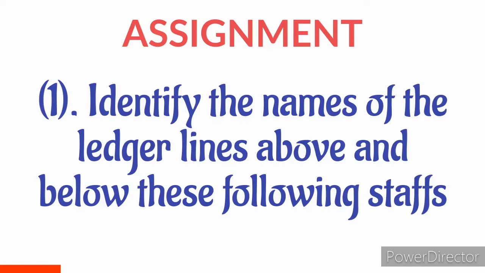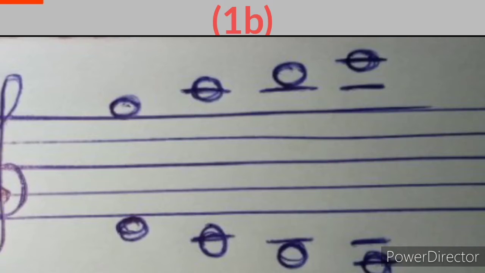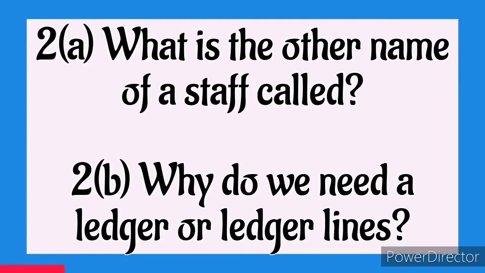Yeah, welcome back. I trust you had a nice understanding of that particular video. Now, the assignment you're going to do, number 1, identify the names of the ledger lines above and below these following staffs. So let's look at the staffs. This is 1A. We have 2 notes, if you can see them, 2 ledger lines above and below, and 1B. We have 4 notes here, both spaces and lines. So identify their names.